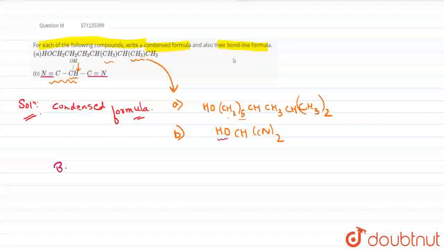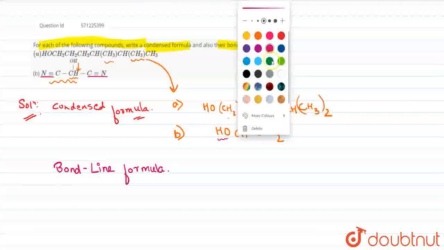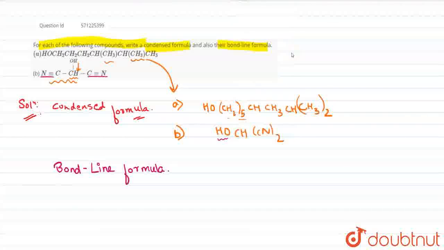Now moving on, friends, to our bond line formula. So what is the bond line formula, my friends? Bond line formula is a formula where we do not represent the carbon atom, instead we represent it at the bend of a bond, and when some different kind of atom is there, we write it. So let us write it, and then we will get to know what I'm talking about.